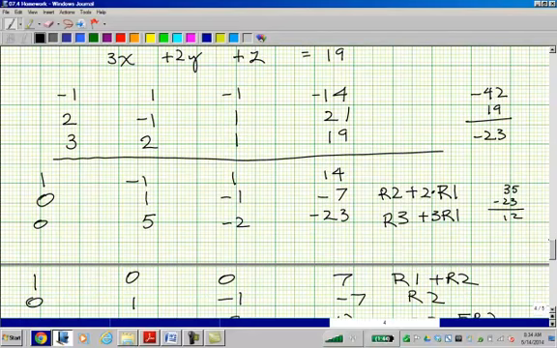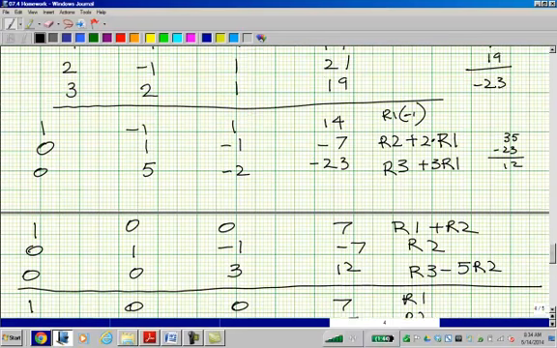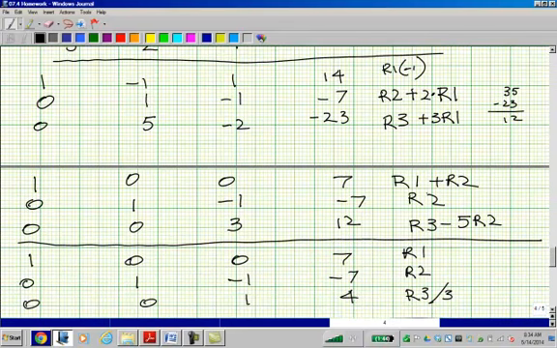I take R1. Oh, this is R1 times negative 1. Okay, R2 plus 2R1, and R3 plus 3R1. Great, okay, 1, 0, 0. So far, so good. R1 plus R2, 1, 0. So now, first row is done, x equals 7.